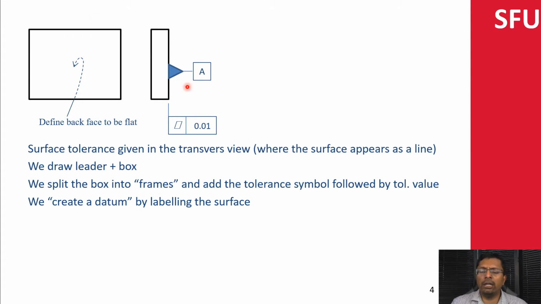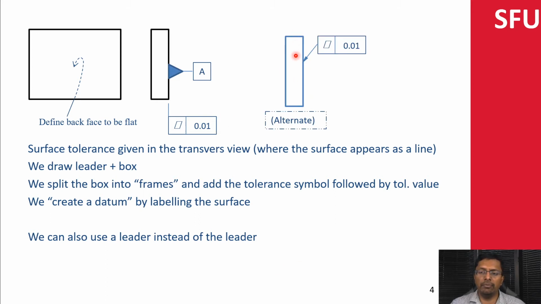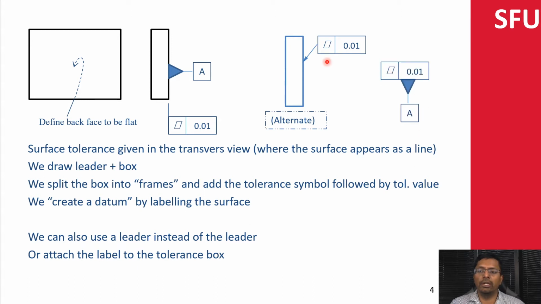There is another way you can denote it, based on how much space you have. You can put an arrow mark instead of the leader, and attach the tolerance to the arrow mark. So that's one way of doing it. And this label over here, you can also add the label and attach it to the tolerance notation. So either this goes over here, or this A would go over here. That's what we do with respect to the flatness tolerance.